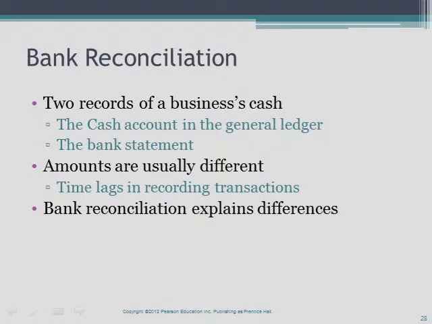There are two records of a business's cash: the cash account in the company's general ledger, and the bank statement, which shows the cash receipts and payments transacted through the bank. The bank statement is generally more independent. The bank is considered a third party. And so the books and the bank statement usually show different balances. Differences arise because of a time lag in recording transactions.